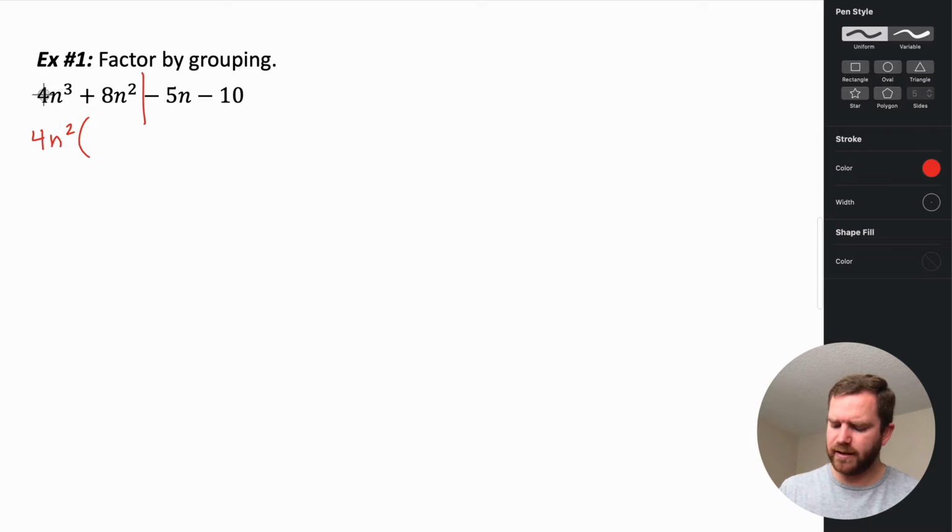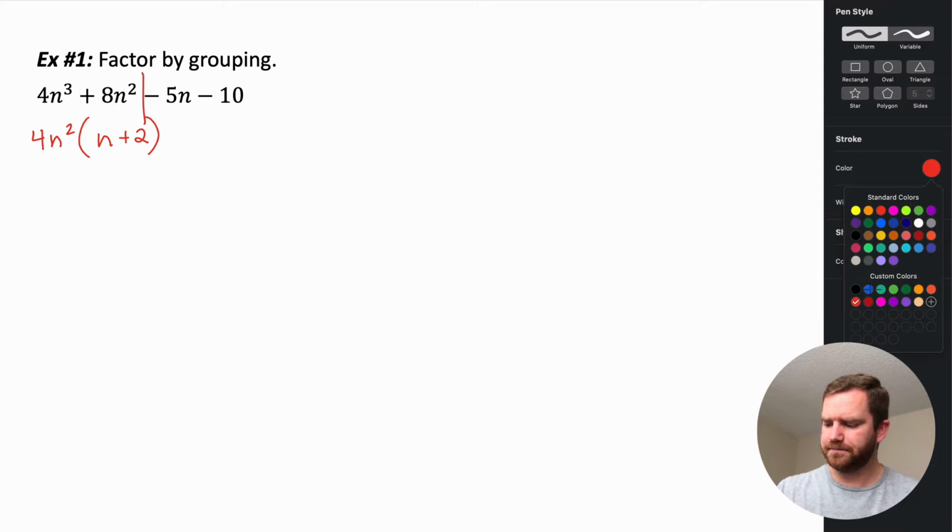So 4 times what gives me 4? Well, that's just going to be a 1. And then n squared times what gives me n to the 3rd, and that's just going to be n. So really, we're going to multiply 4n squared just by n to get 4n to the 3rd. You could think of this as a 1n, but we don't need to put that coefficient of 1. What do I have to multiply 4 by to get 8? Well, I can multiply by a positive 2. And if I have n squared here and n squared here, I already have all of my n's accounted for. So that's going to be that first factor.